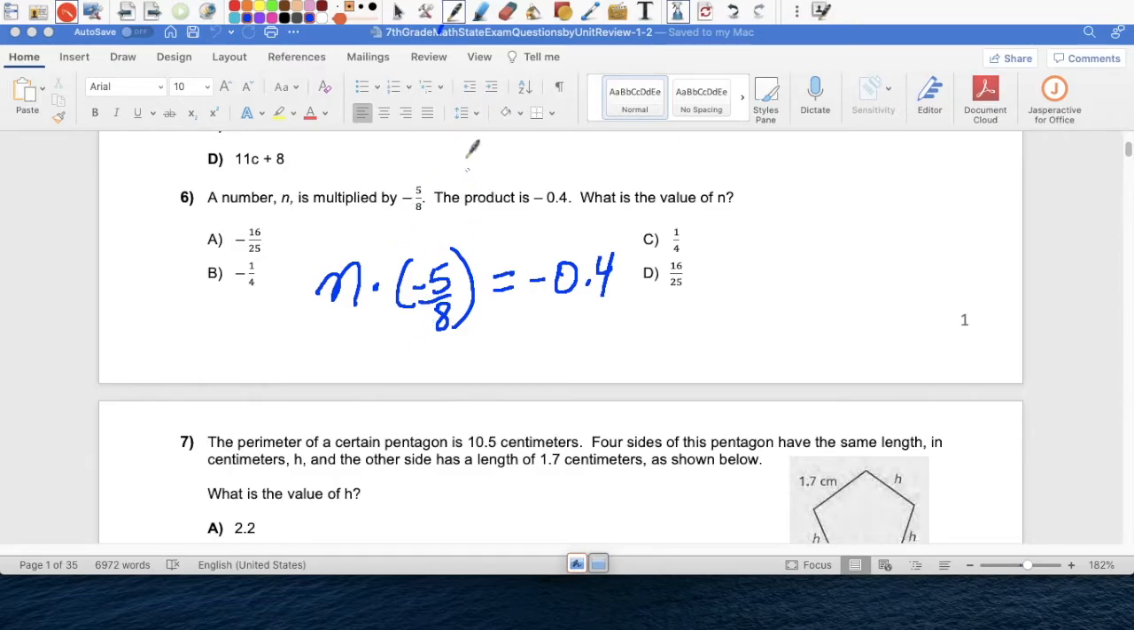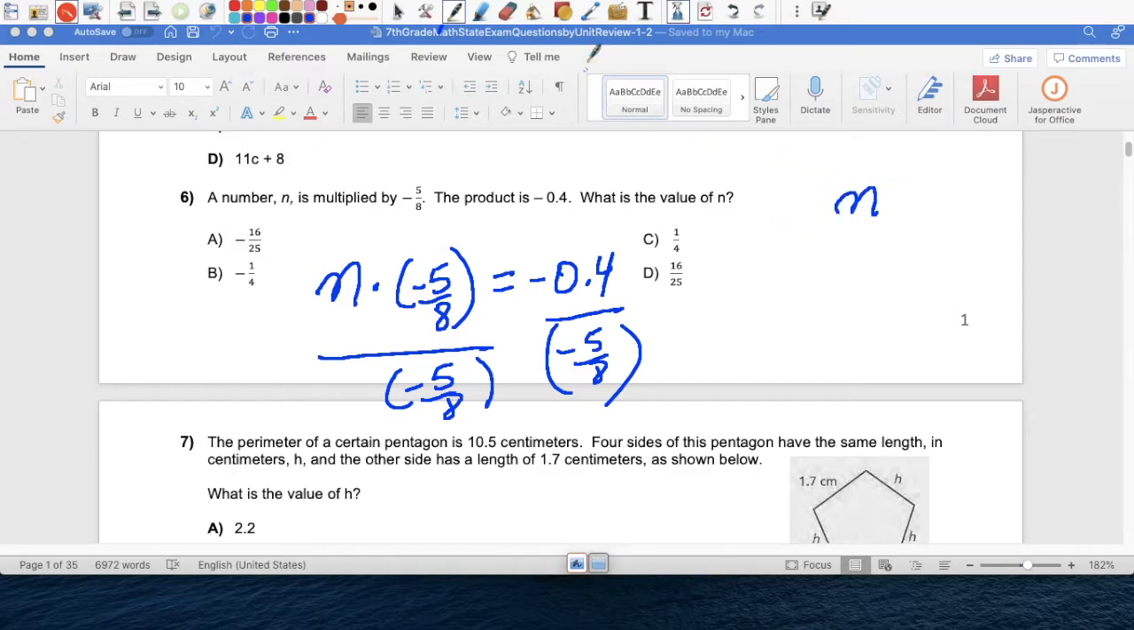Okay, so what do we do here? We can divide both sides by negative 5 over 8. Or you can multiply both sides by negative 8 over 5. I know I wrote the coefficient in the back, but it's okay. So this is what it says.